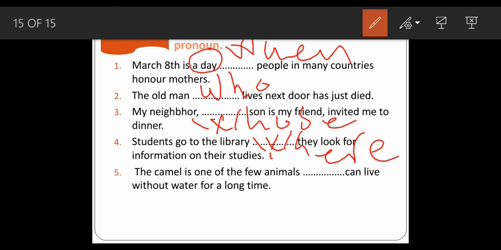And the last sentence, the camel is one of the few animals can live without water for a long time. So here the noun we are going to describe is animals. And we have seen that with animals we use which. So the relative pronoun we are going to use here is which. So the camel is one of the few animals which can live without water for a long time.